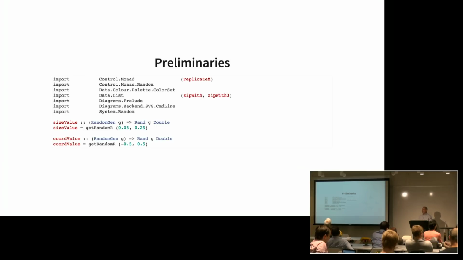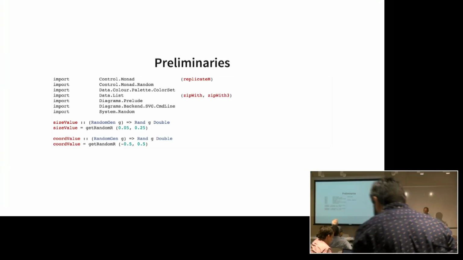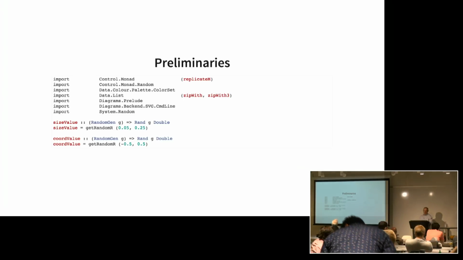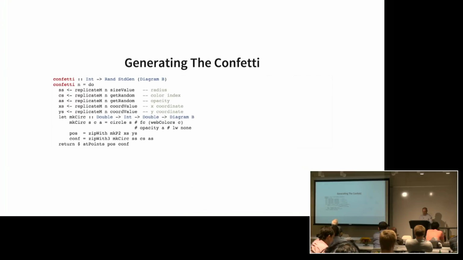So most of this is plumbing for the random numbers, 2 of these modules, control.monad.random and system.random. This just allows us to hide the standard random number generator, much like hiding state in the state monad. We hide the generator. Those other 2 functions just specify the ranges, the size value for the radius of the pieces of confetti I'm going to be using, and the coordinate value, all the x coordinates and the y coordinates going to go between -5 and 5.